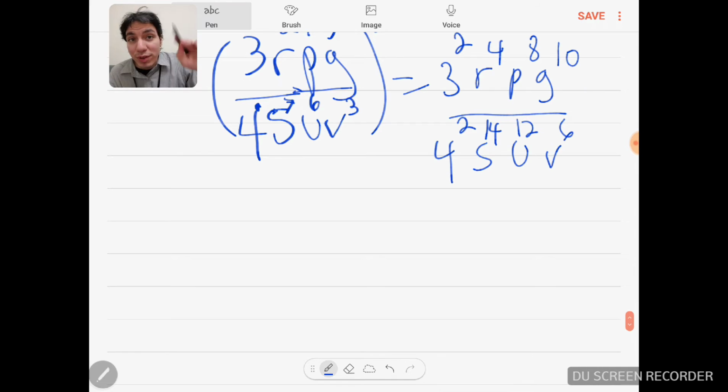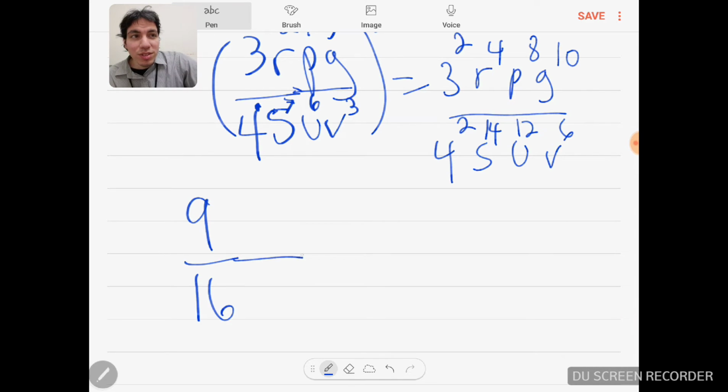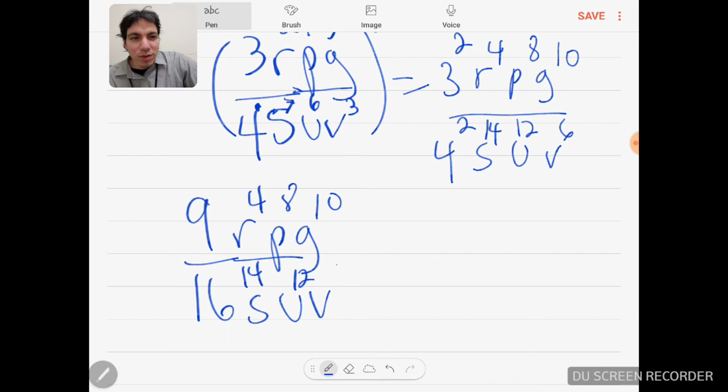And finally, remember, don't forget, you have to calculate what 3 squared is. It's 9 over 16. So RPG, this is 4, this is 8, this is 10, with an SUV, 14, 12, and 6.